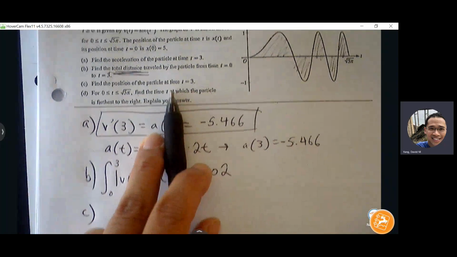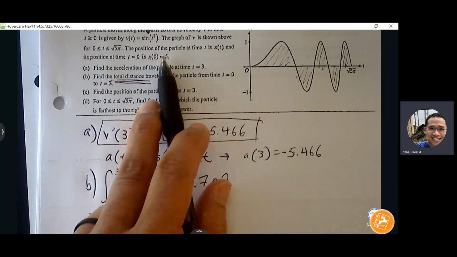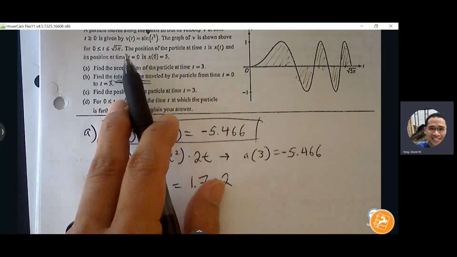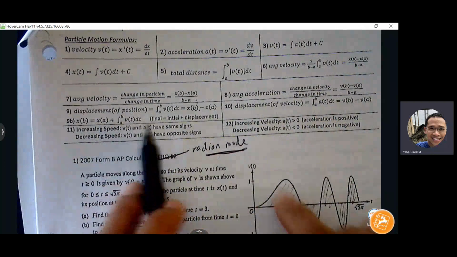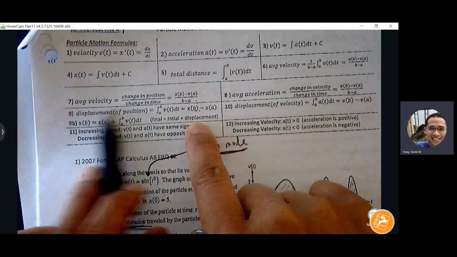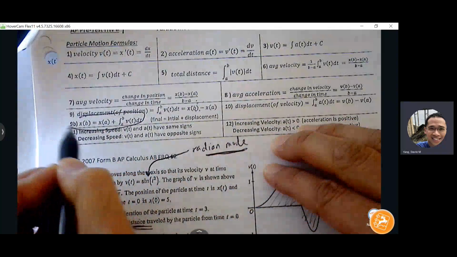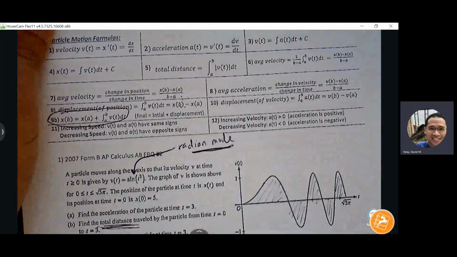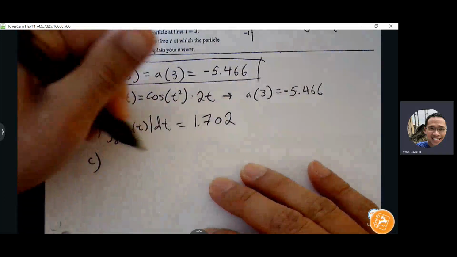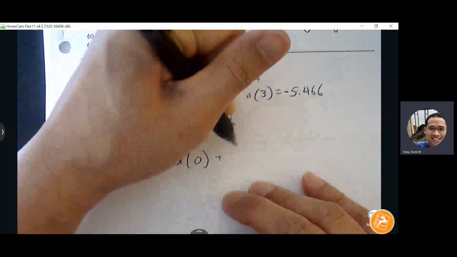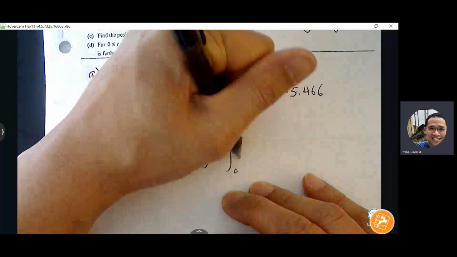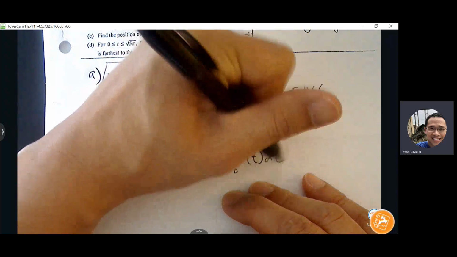Find the position of the particle at time t equals 3. Well, we have a given position, and we also have a velocity function. So we can use our formula: final position equals initial plus displacement. With particle motion, this formula comes up a lot. So I want to look for my position at 3. I have my position at 0, and I just want to figure out how much displacement has occurred in that time interval.